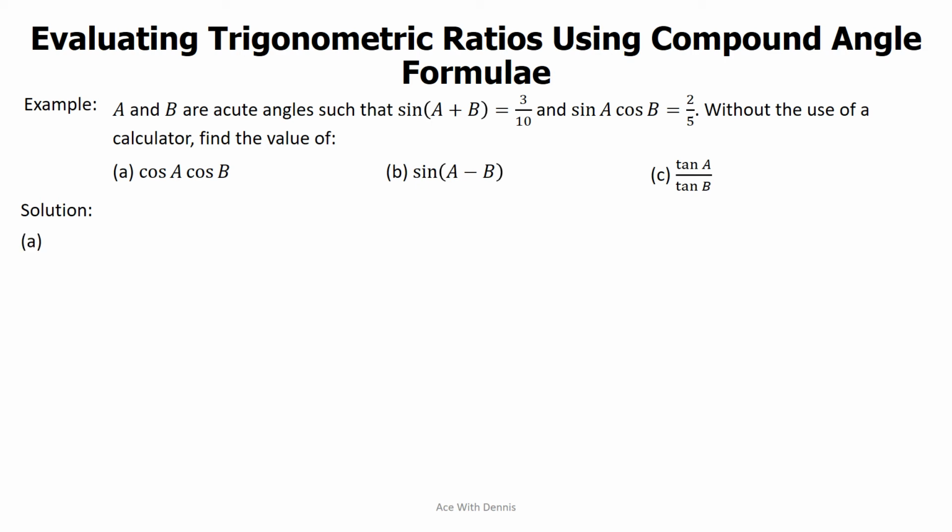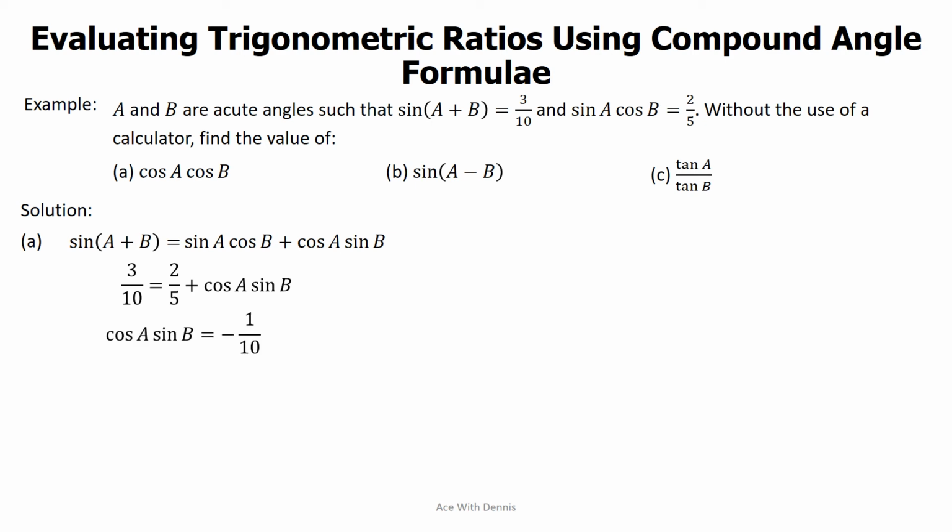Here is the solution. For (a), we know that sine(A plus B) equals sine A cosine B plus cosine A sine B. We are given sine(A plus B) is 3 over 10, and sine A cosine B is 2 over 5. So apply these two values into the equation, and we get cosine A sine B equals negative 1 over 10.